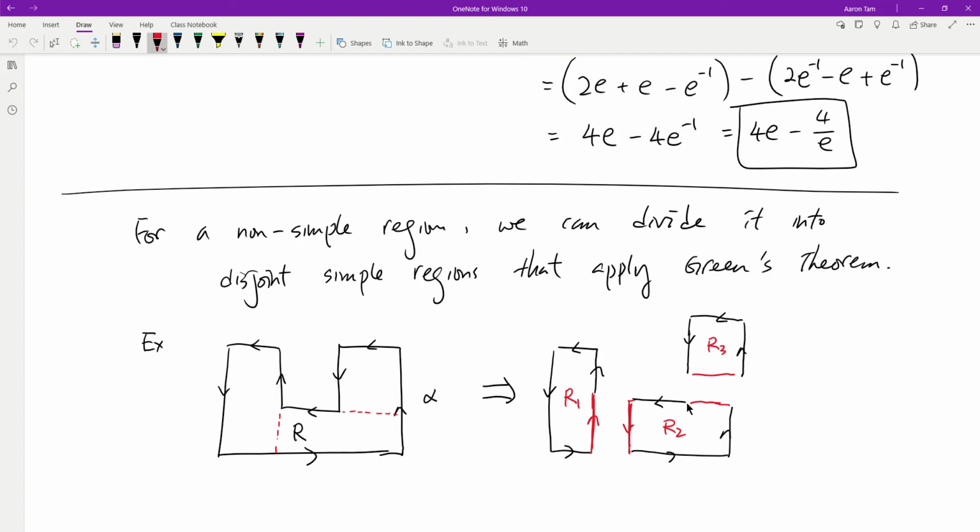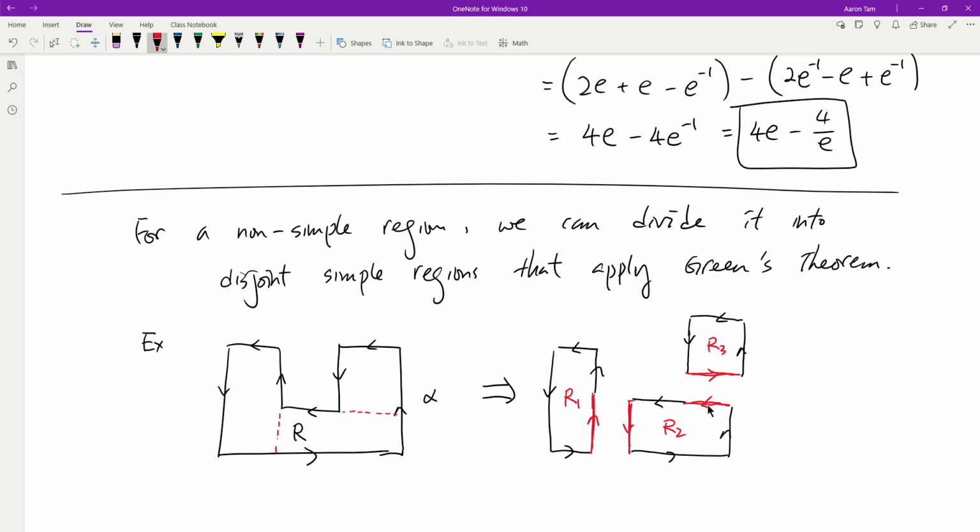And if you look at the boundary from R2 and R3, it is the same exact concept. They must go in the opposite direction. So therefore, when I put these three regions together, those pairs of red lines that I put in will just cancel each other out and disappear, which is what allows us to form the region R, a non-simple region.